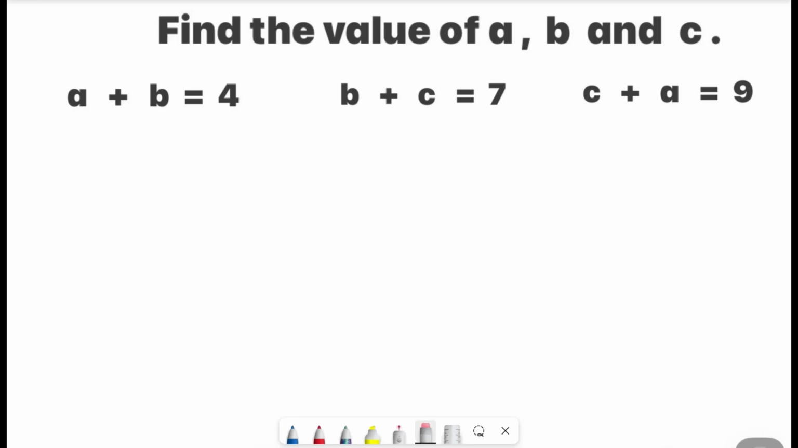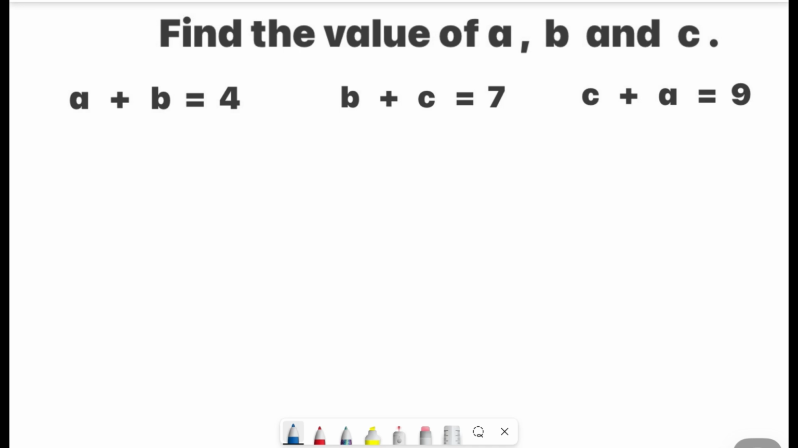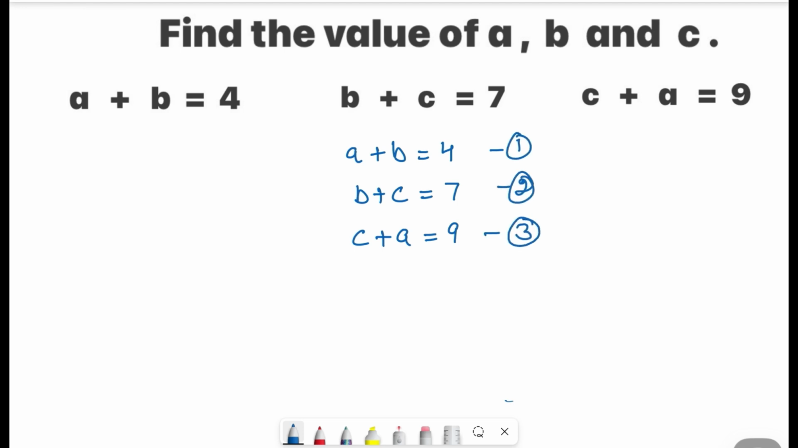Today in this video we are going to solve an interesting algebra problem step by step. So let's get started. Let's look at the question. In this question we have three equations. The first equation is a plus b is equal to 4. Second is b plus c is equal to 7. And the third equation is c plus a is equal to 9. So this is the first equation, this is the second, and this is the third equation. Now what we have to do, we need to find the value of a, b and c.